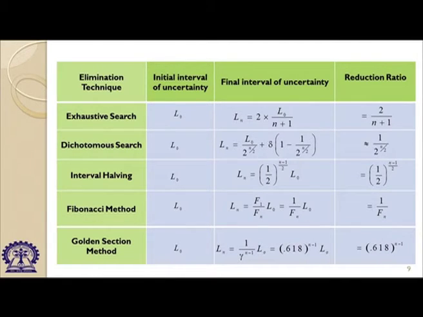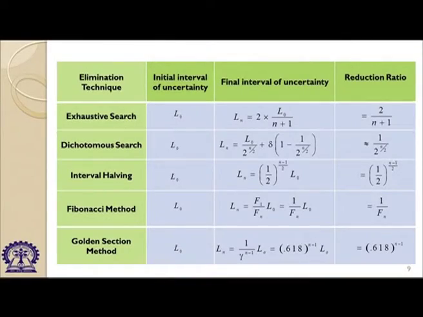Now, from here you can get some idea of what is the better reduction ratio. Reduction ratio means how much length we are eliminating in each iteration. If we look here, we can see that the Fibonacci method and the golden section method are almost the same, but the other methods take longer to reach convergence. That means you need a very large number of experiments.